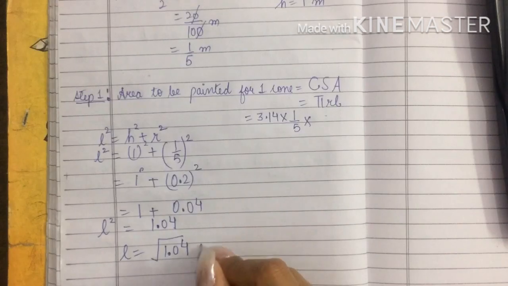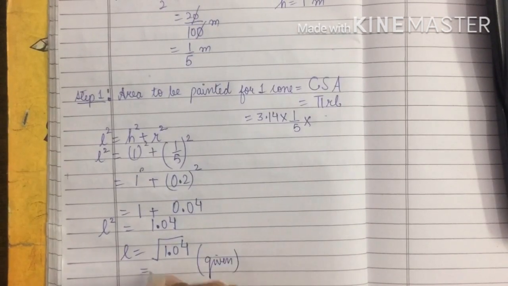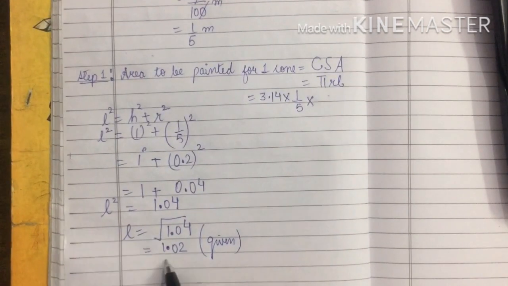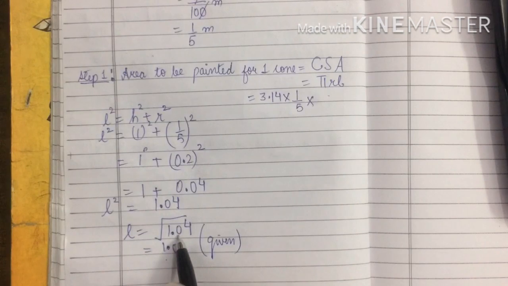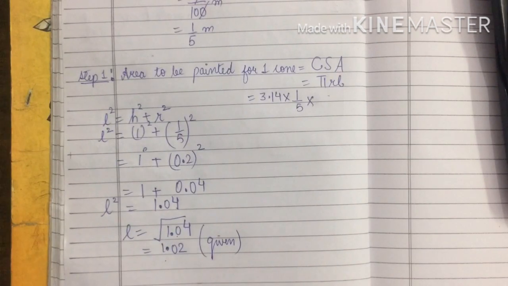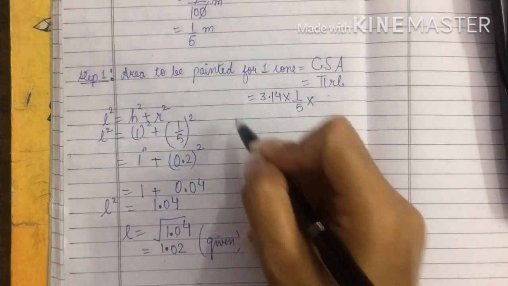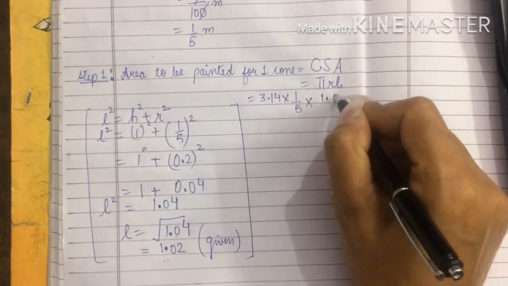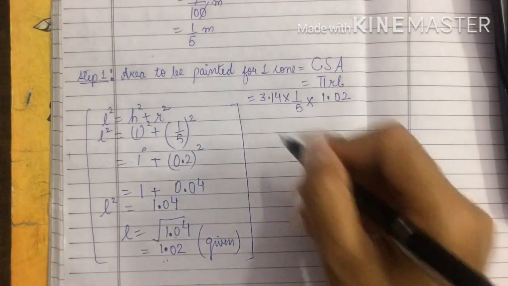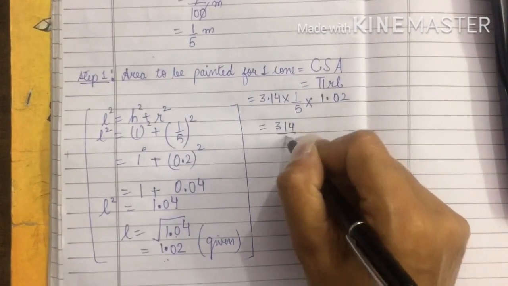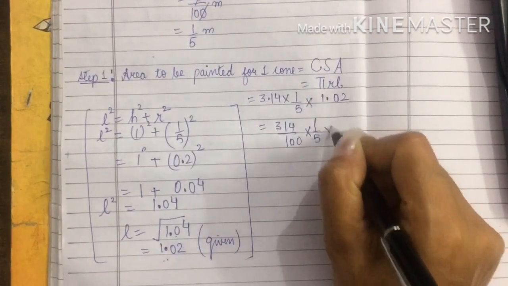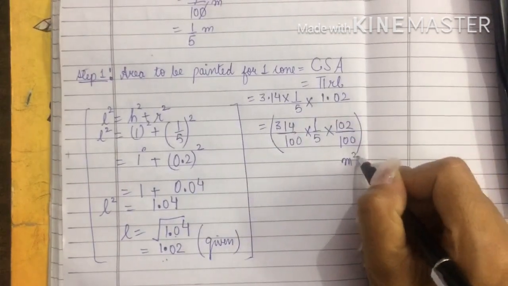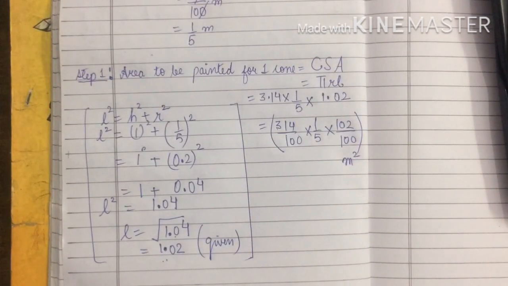So L square comes out to be this, and L comes out to be the square root of 1.04. Now this value is given in the question. This is approximately 1.02. If this value was not given in the question, you would have to find the square root of 1.04 yourself and then use the answer here. So now we have the value for L, the slant height. Let's use 1.02. So this is 314 by 100 into 1 by 5 into 102 over 100. I am not solving it, I am just leaving it as such. I'll be using the same value for the next step.